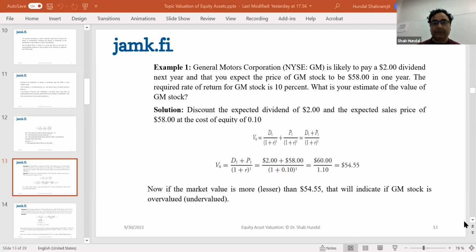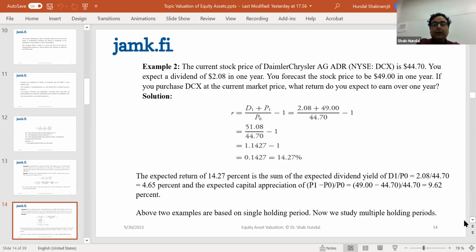And we have one more example here. The current stock price of Daimler Chrysler, listed on the New York Stock Exchange, is 44.70. This is the current market price right now. You expect a dividend of 2.08 in 1 year. So you know what D1 is, because it's in 1 year, we call it D1. You forecast the stock price to be 49 in 1 year. So the expected stock price is 49.